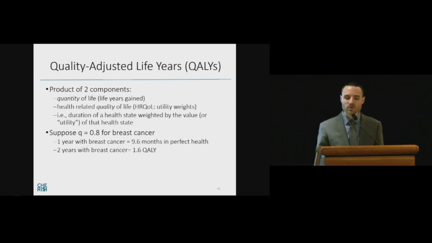Then a simple example: let's say we're talking about breast cancer, and for this particular health state, the quality of life or utility value is 0.8. So 1 year with breast cancer would be essentially the same thing as 9.6 months of perfect health. Or 2 years with breast cancer would be equivalent to 1.6 years of perfect health. So that's how you interpret those values, and I'll show you a little more about how they're calculated.